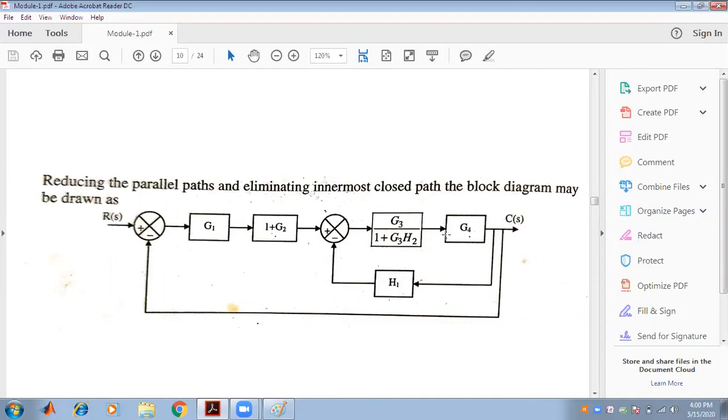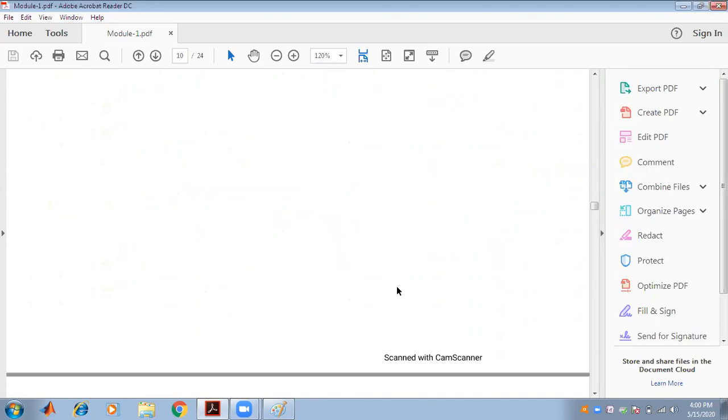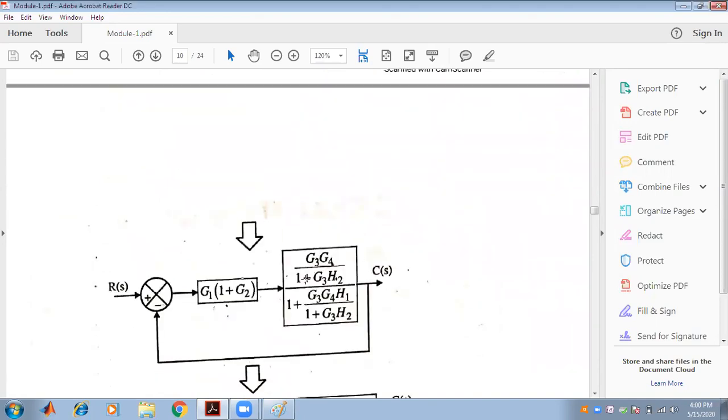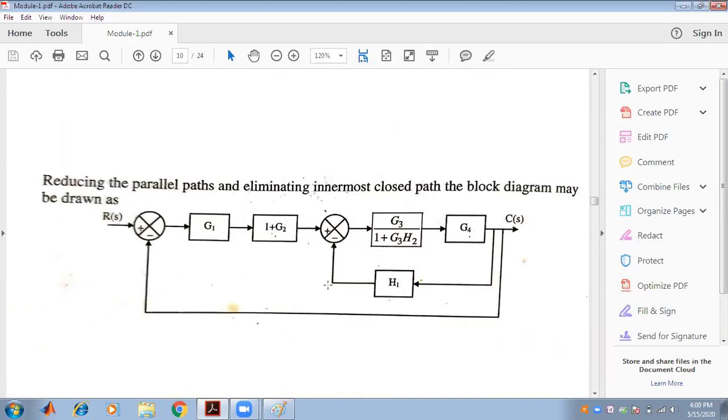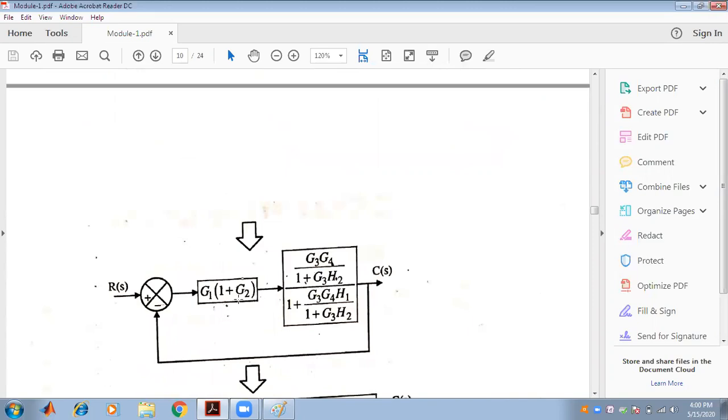So again, we can use the formula. Again, this block must be reduced. So you can use the formula G by 1 plus GH. The total G is this one, G3 G4 by 1 plus G3 H2, and H is H1. So during the reduction, we just get G3 G4 by 1 plus G3 H2, over 1 plus G3 G4 H1 by 1 plus G3 H2. Here, this one is just multiplying G1 into 1 plus G2.